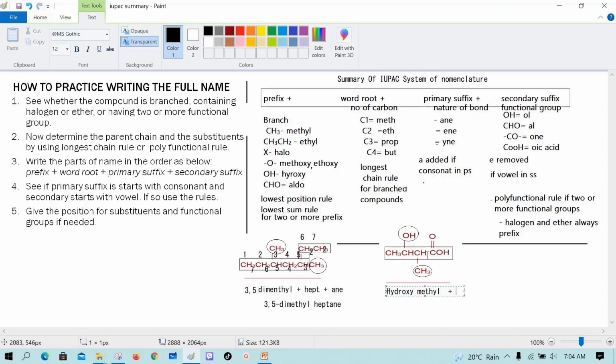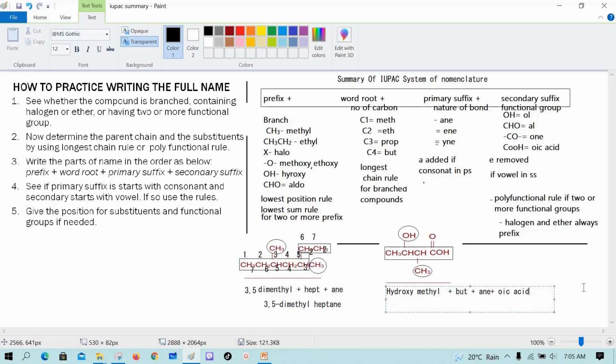For the word root we have 1, 2, 3, 4 carbons, that is but. For the primary suffix we have single bond, ane. Here it seems there is a double bond, but this double bond is in the functional group, between the carbon and oxygen. That's why it is not considered as a double bond. When we talk about the nature of bond, we talk about the bond between the carbons. That's why here it is ane. And we have the COOH group. For the COOH group, we use oic acid. That is the secondary suffix. So this is the name.